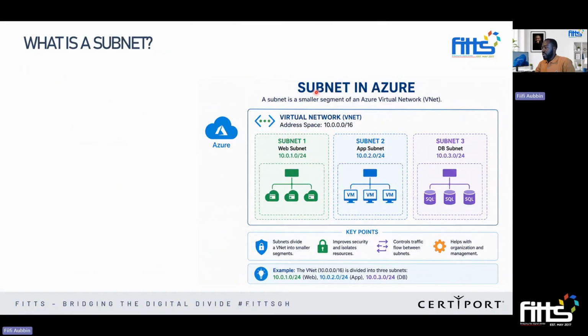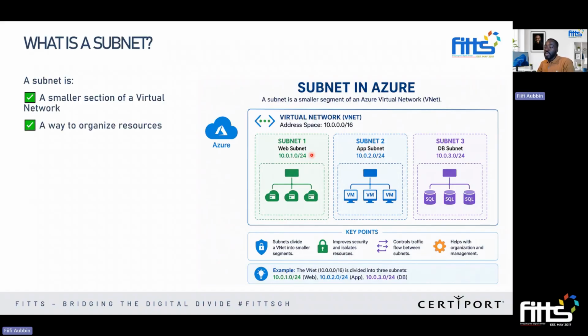So if you look at the diagram or the image on my screen, we have our virtual network address space 10.0.0.0/16, and we have different subnets. So you have the .1/24, .2/24, .3/24. So we have the database, the apps, and web. That is essentially what a subnet is, which is a smaller segment of an Azure virtual network. So we say that it is a small section of a virtual network, and it's a way to organize resources, and a method for improving security and management.